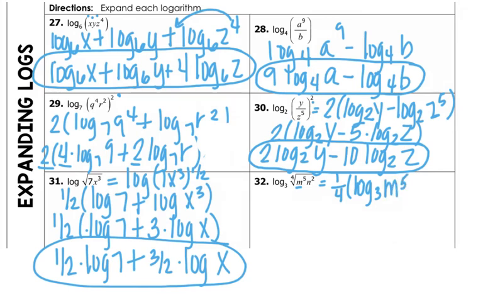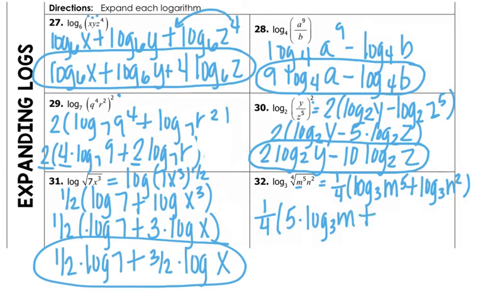And since we're multiplying, is it going to be plus or minus? It's going to be plus, right? So plus log base 3 n squared. Okay? So now from there, we move our exponents to the front. All right? So we have m to the 5th and n squared. Those are the exponents I'm talking about. So that 1/4 is going to come down. And then we have 5 times log base 3 m plus 2 times log base 3 n.